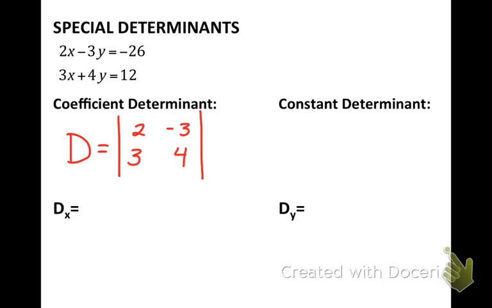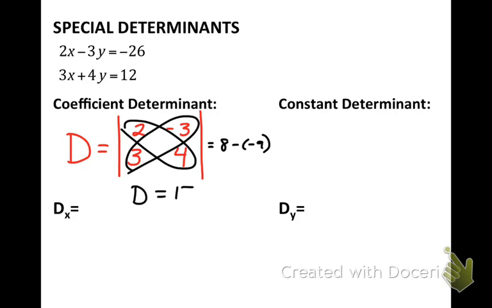Do you remember how to find a determinant of a 2 by 2? Do upper left diagonal first, right? So we're going to do 2 times 4, which is 8, minus a negative 9, right? Minus a negative 9, so it'd be plus 9. 8 plus 9, so my coefficient determinant in this case, D, would be equal to 17.